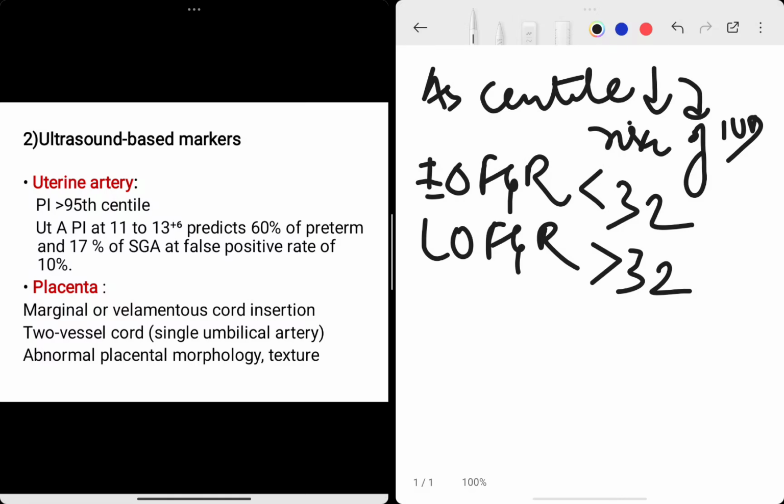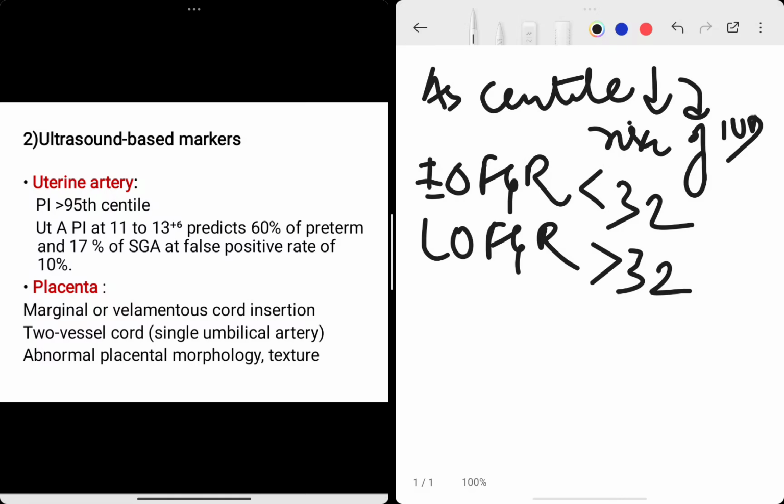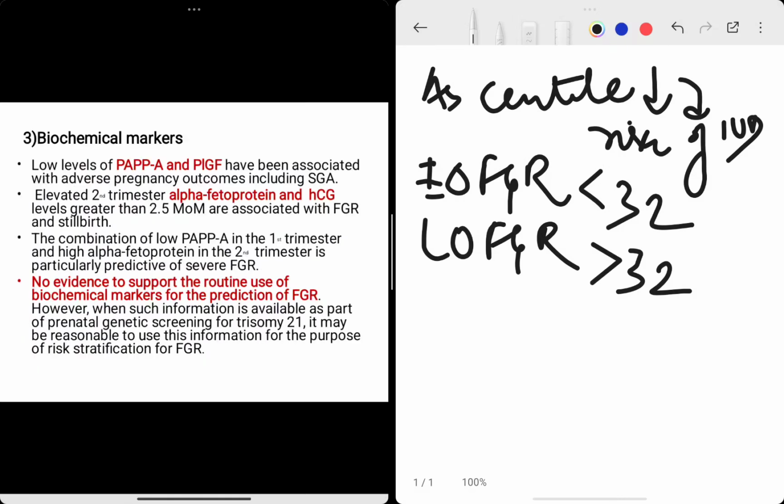So first we have seen what? History based markers. Then we have ultrasound based markers like the uterine artery and the type of placenta. Then we have some biochemical markers also, like PAPP-A and PlGF. So if pregnancy associated plasma protein A or placental derived growth factor is lower, then this can be associated with adverse outcomes including SGA, and these two are also the screening markers for preeclampsia.